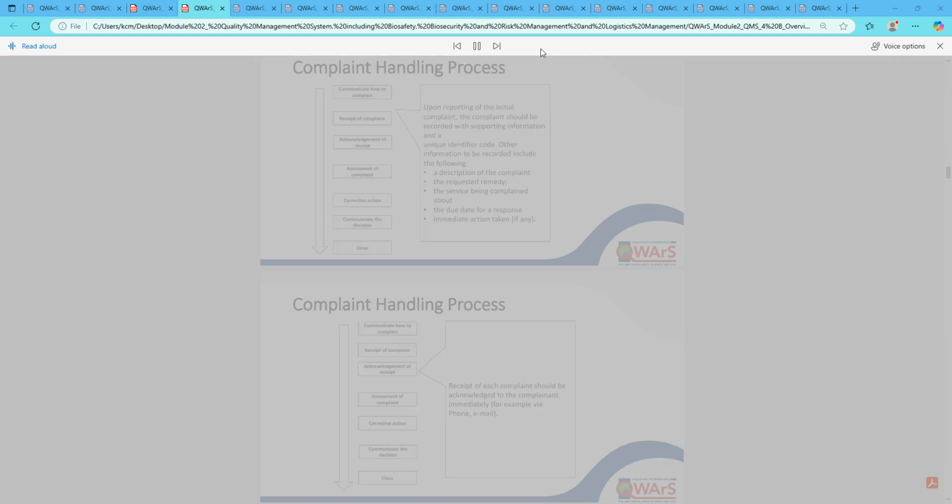Complaint handling process: communicate how to complain, receipt of complaint, acknowledgement of receipt, assessment of complaint, corrective action, communicate the decision. Upon reporting of the initial complaint, the complaint should be recorded with supporting information and a unique identifier code. Other information to be recorded includes the following: a description of the complaint, the requested remedy, the service being complained about, the due date for a response, and immediate action taken, if any.